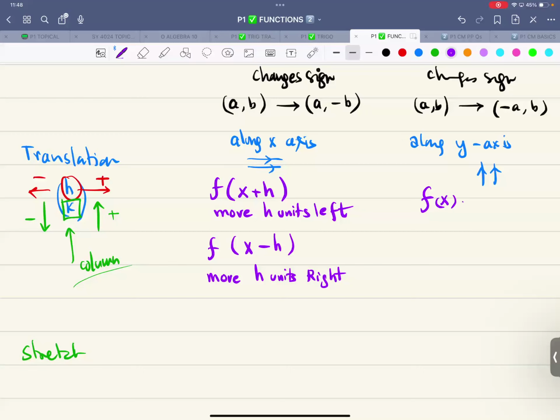If we write f(x) plus k, and this k is on the outside, that means the graph moves k units up. If it says f(x) minus k, the graph, which is a collection of points, moves k units down.